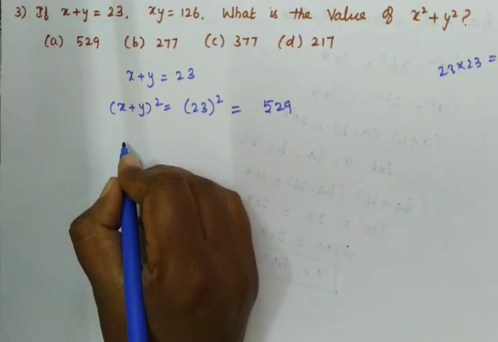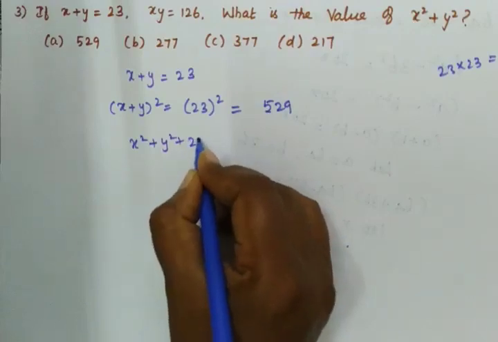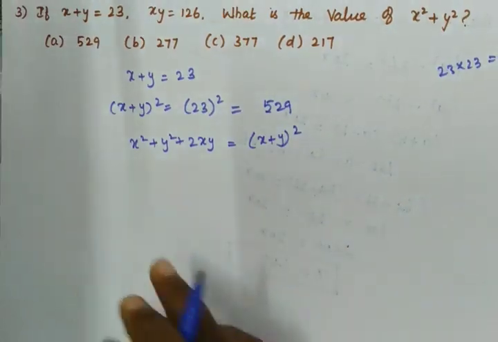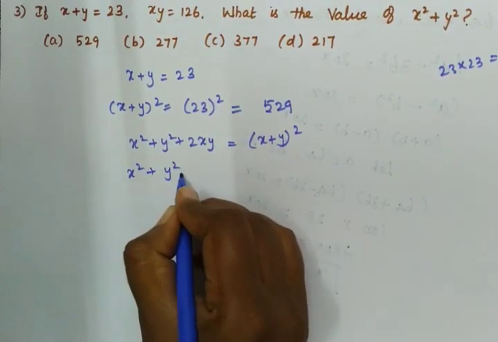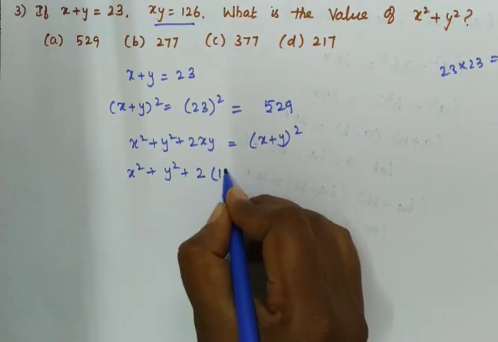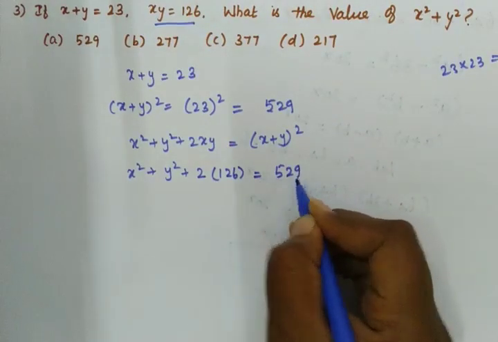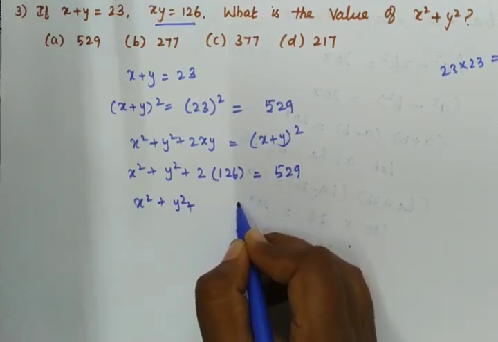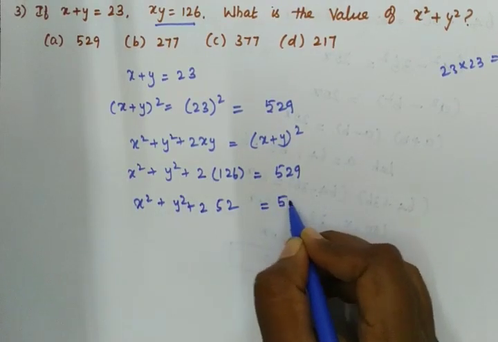Then write the equation for x plus y whole square: x square plus y square plus 2xy, which is equal to x plus y the whole square, that is a plus b whole square is equal to a square plus b square plus 2ab. Now x square plus y square plus 2 into xy, that is 126. So 2 into 126, 2 6s are 12, 2 1s are 2, 2 2s are 4, 2 5 is 252, which is equal to 529.